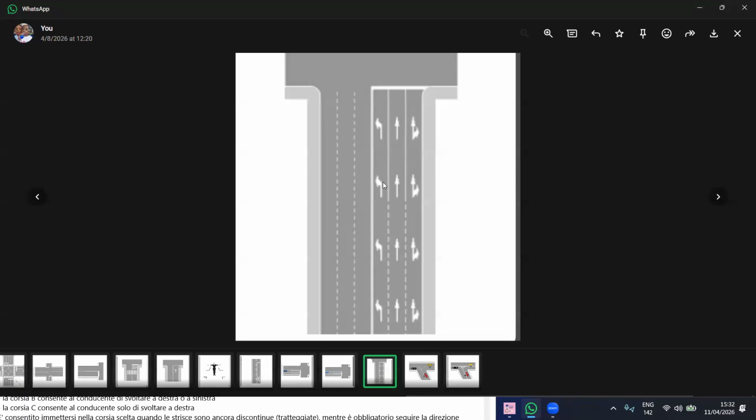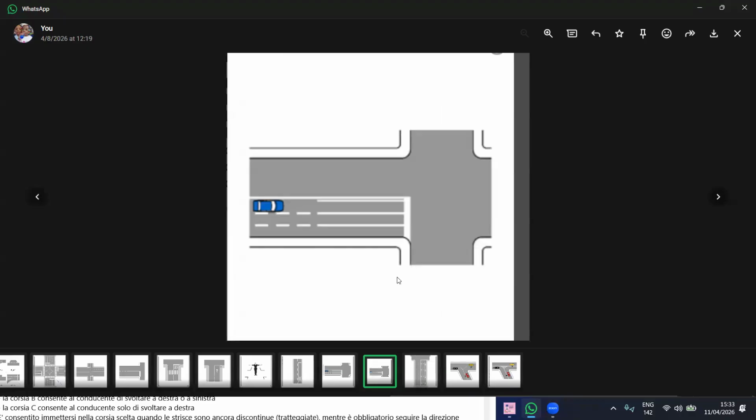Okay. Now, if you find yourself in this corsia that is telling you to go to your sinistra, you should go to your sinistra. You don't have the right here to go straight. In this corsia, you don't have the right to go straight because they are drawing an obligatory sign for you. But in this place, please take note, if you find yourself here, you can go straight or you can go to your sinistra.